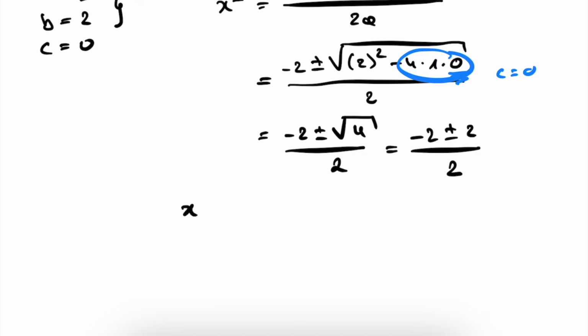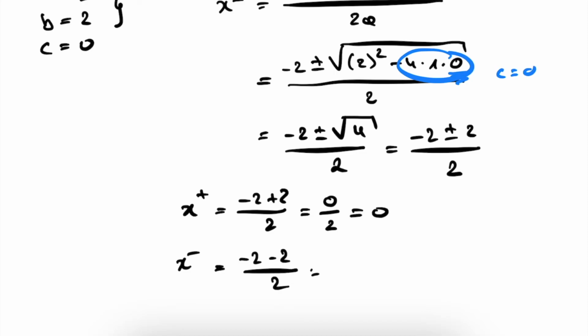And we get our two solutions. So x plus, if we take the plus sign here, is simply equal to minus 2 plus 2 divided by 2, which is 0 divided by 2, which is basically 0. And the negative side of things, when we take the minus sign here, it just becomes minus 2 minus 2 divided by 2, which is minus 4 divided by 2, which is minus 2. So these are our two solutions.